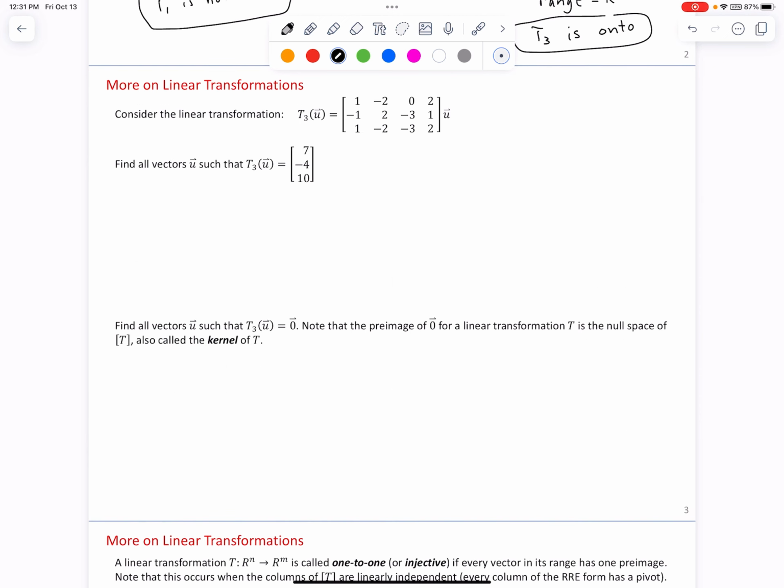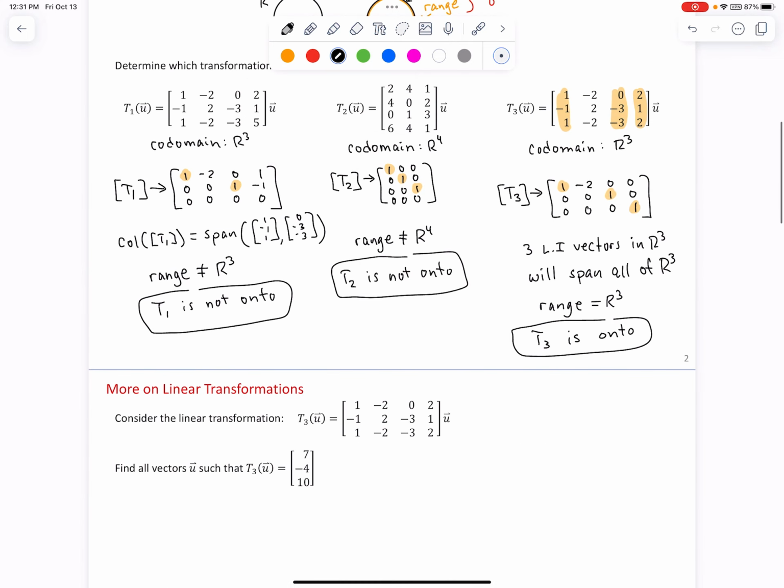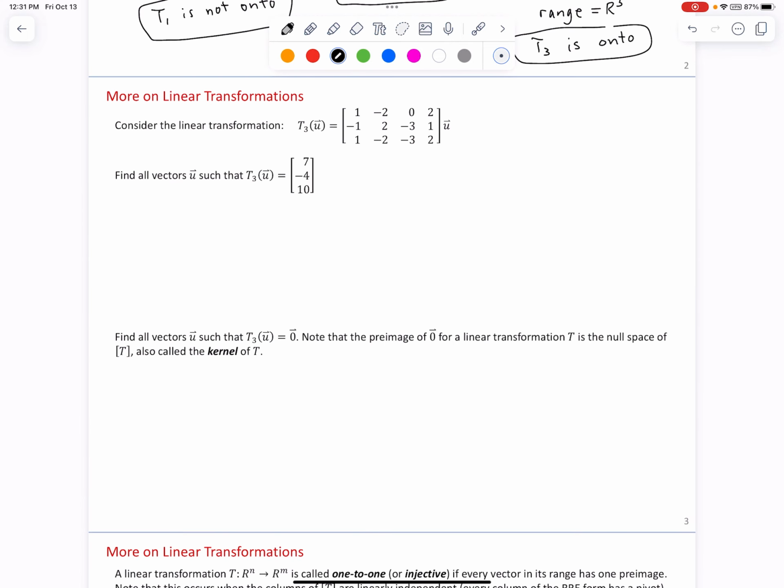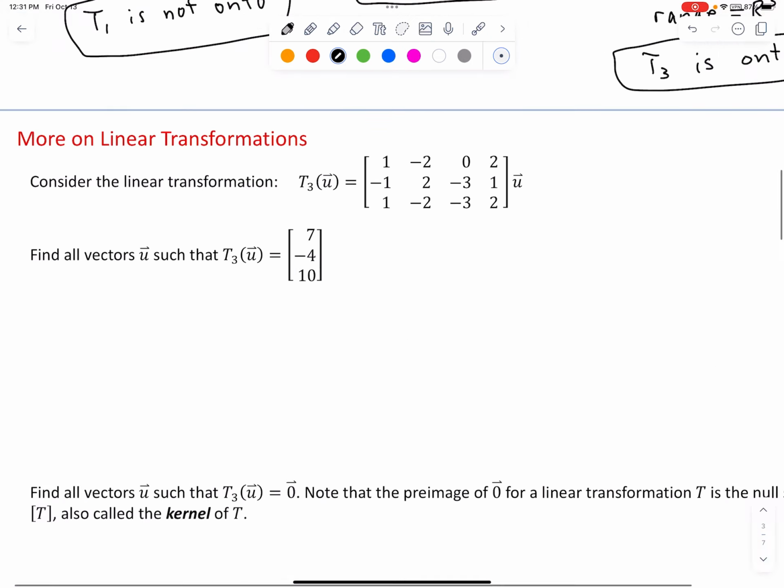Consider the linear transformation T3. So this is the same T3 that we've examined up here on the previous page. We've already determined that this transformation is onto, meaning that every single vector in R3 is in the range. It's attainable by this transformation. Now we're going to find all vectors u such that T3 of u gives us the vector 7, negative 4, 10. And we do this, of course, by solving a system.